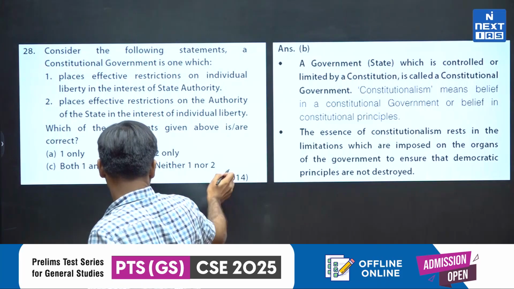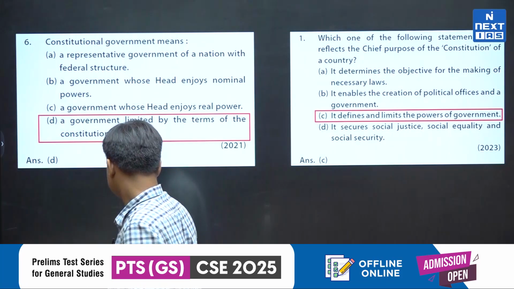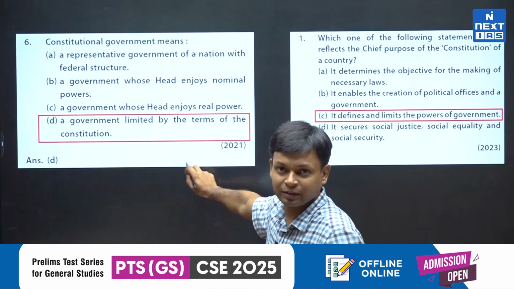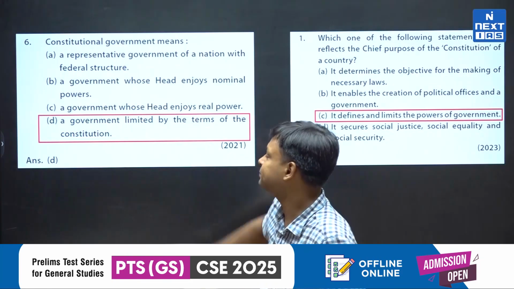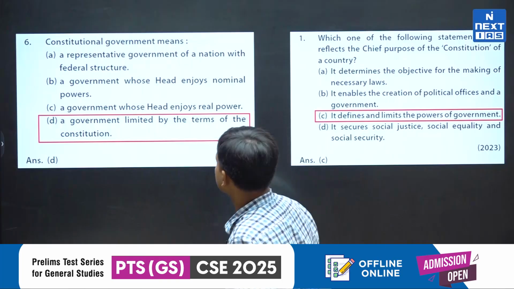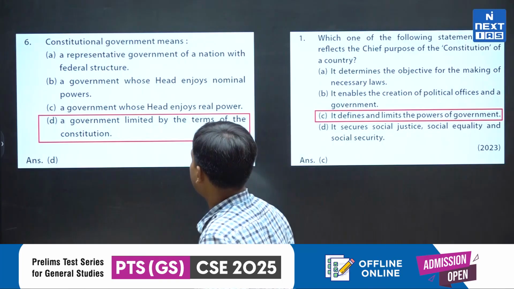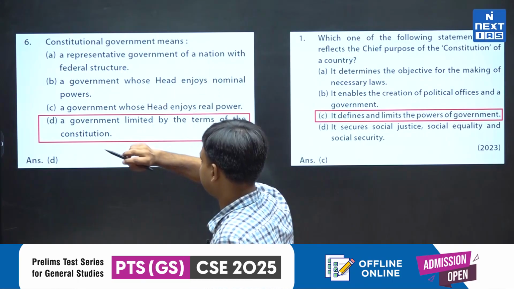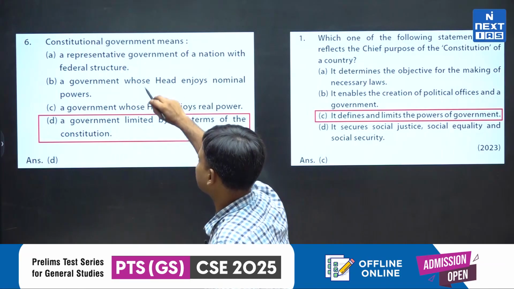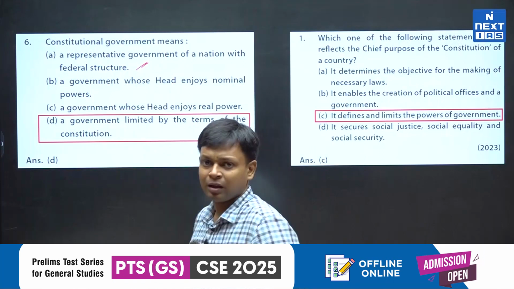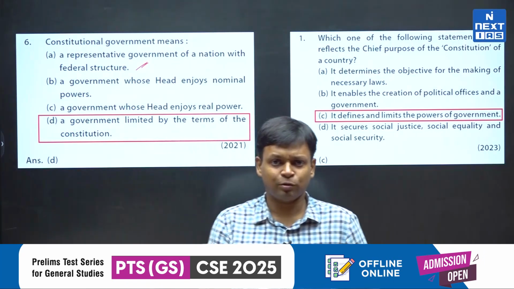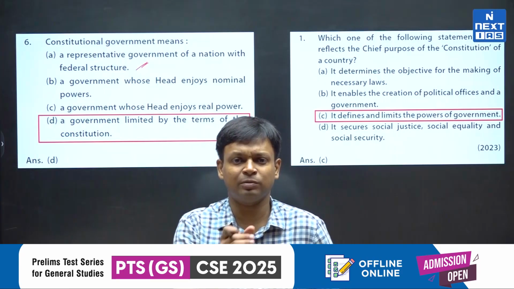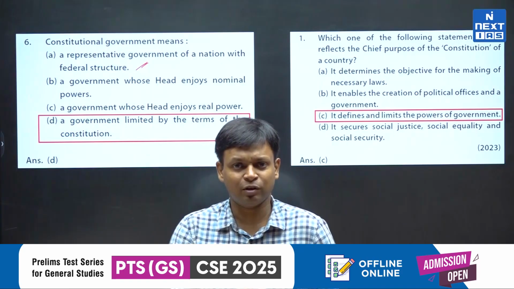Okay? Now, next question we are looking at. Now this is a 2021 question. That was 2014, this is 2021. Constitutional government means a representative government of a nation with federal structure. That does not mean constitutionalism. A constitutional government having a federal structure does not essentially put limits to the powers of the state or the government.